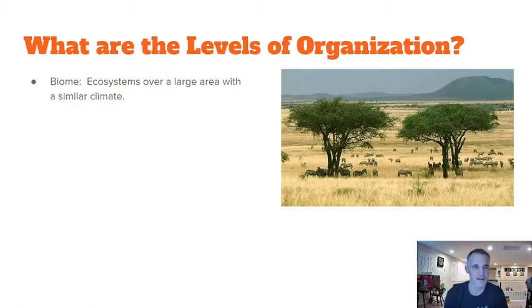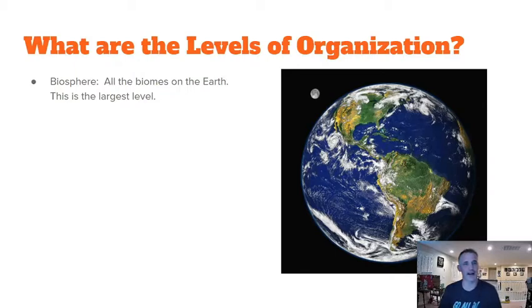And if we move up to a level bigger than that, then we start getting into the biome level. This is all the ecosystems that exist over a large area that have a similar climate. The biome that the zebra would live in would be something like a savanna biome. We here in Nevada live in a desert biome. So those are larger areas with a similar climate. And then finally, the largest would be all the biomes on the planet combining, and it forms the biosphere, which is all the different biomes of the earth coming together. All right, so that's our levels of organization from very small to very large.